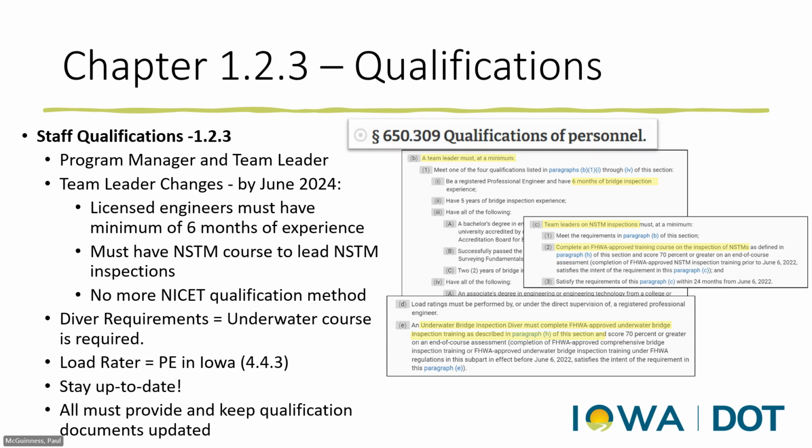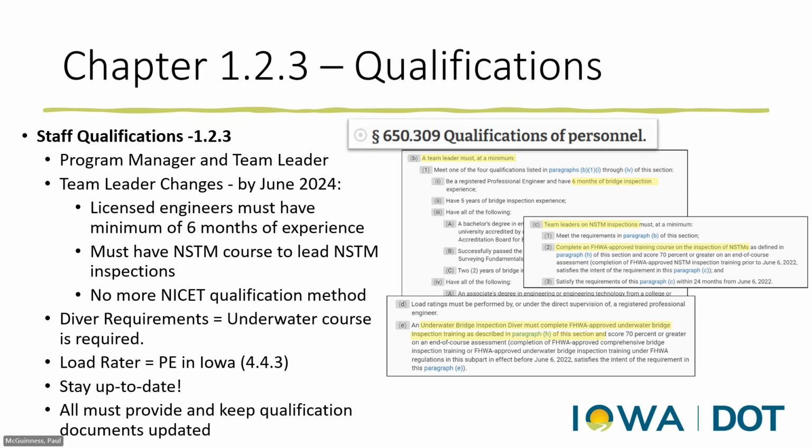Okay, thanks, Mike. Section 1.2.3, this section outlines the qualifications for inspection staff. We're going to talk about a few personnel. First and foremost, program manager. To be a program manager, you're going to need either a PE or 10 years of bridge inspection experience. In addition to that, you're going to have taken and passed an FHWA approved comprehensive bridge inspection training course, followed up by refresher training every 5 years.